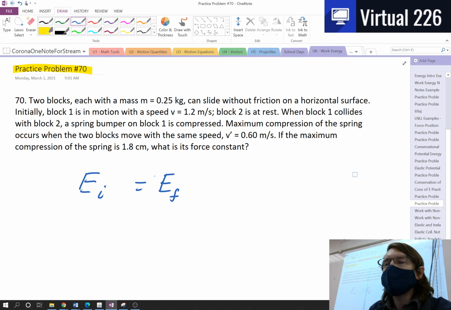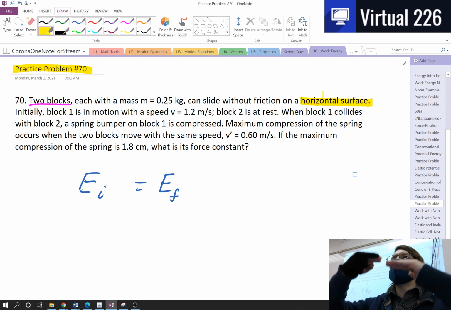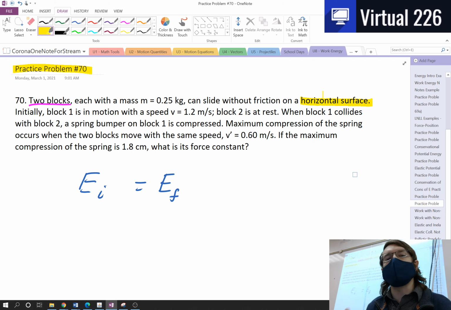Okay? But what we have in this scenario are two blocks. They each have the same mass, 0.25 kilograms, and they can slide without friction on a horizontal surface. Note, there's no friction, so these are all conservative forces, and we're on a horizontal surface. This immediately clues us in to the fact that we don't need to care about the gravitational potential energy. We're not going up or down at all, so that MGH that we've normally used, we don't even need to put it.